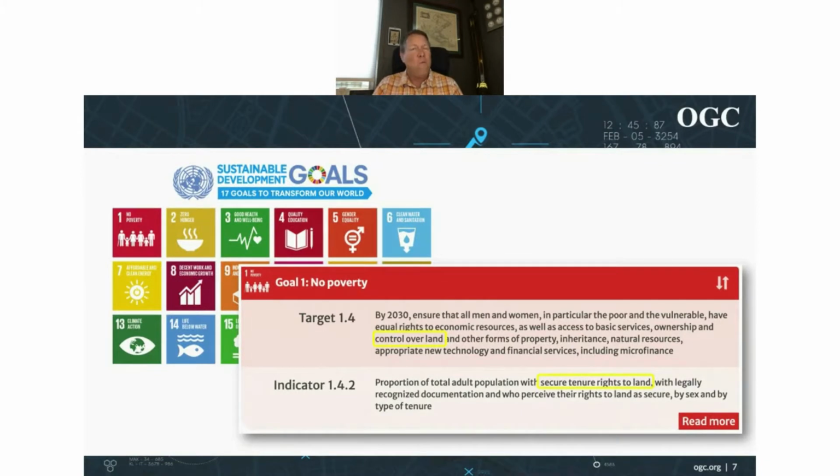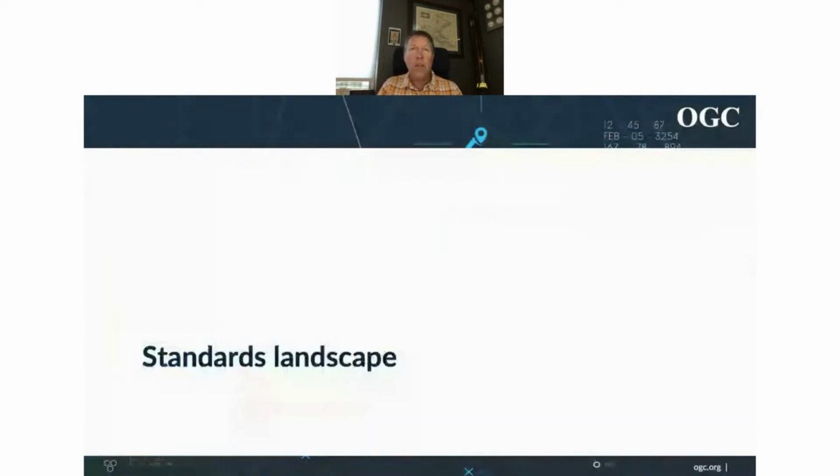This is fundamental. It works really differently in different parts of the world. And this is where the complexity and where some of these issues with respect to what's the right standard, what's the right way to express this information needs to be discussed. And so let's take a look at that landscape. What standards are there out there that we can look at?